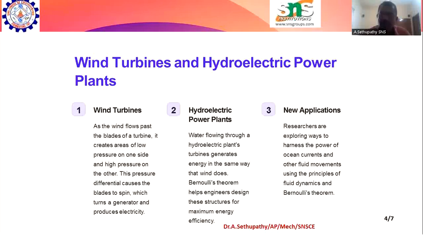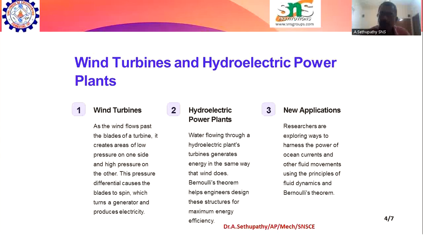Next, wind turbines and hydroelectric power plants, where Bernoulli's theorem is applied. Wind turbines: as the wind flows past the blades of the turbine, it creates areas of low pressure on one side and high pressure on the other. This pressure difference causes the blades to spin, which turns a generator and produces electricity. In hydroelectric power plants, water flowing through the turbines generates energy in the same way that wind does. Bernoulli's theorem helps engineers design these structures for maximum energy efficiency.